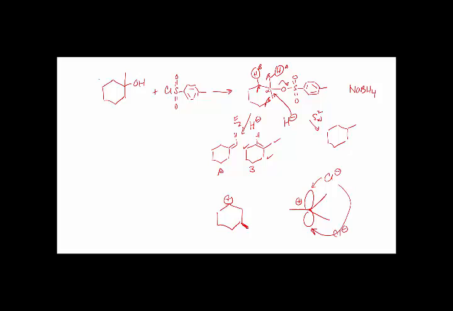When it does 50-50, then that means that half the time it's above the plane, above the ring, and half the time it's below the ring. So it's really not that it's adding cis and trans, it's ending up cis or trans. But it's adding above and below the plane of the ring because I formed a carbocation.